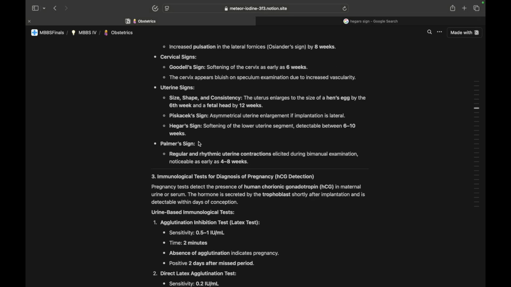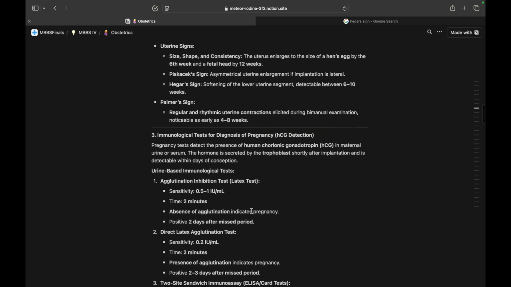So Palmer's sign, it is regular and rhythmic uterine contractions elicited during bimanual examination. So whenever you do bimanual examination, you see the regular and rhythmic uterine contractions. So the uterus contracts when you do the bimanual examination. So that is what you need to keep in mind, and it appears at 4 to 8 weeks. In the last part of the last video, I said it as 4 to 6. It is 4 to 8 weeks.